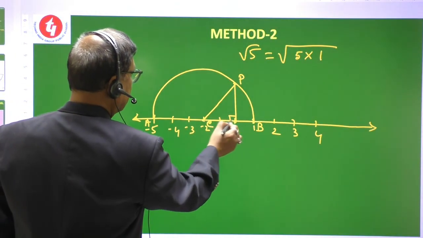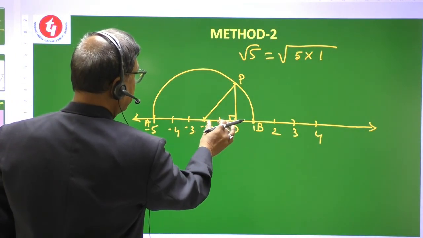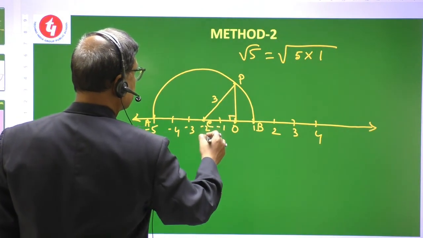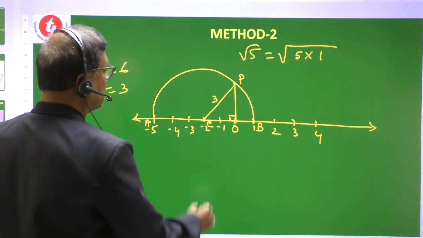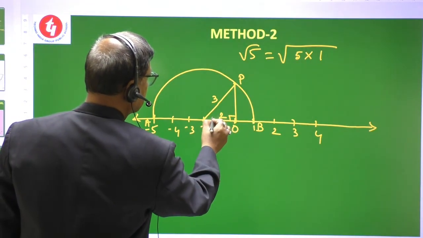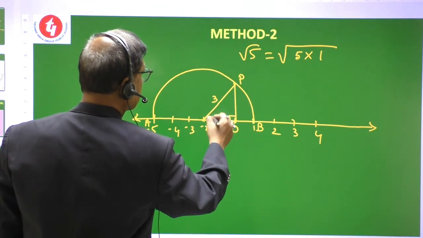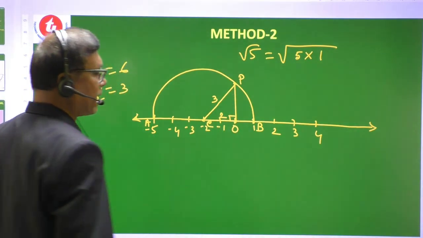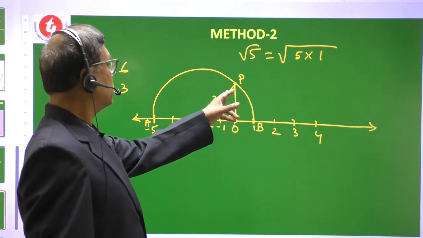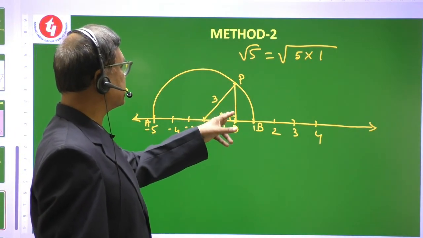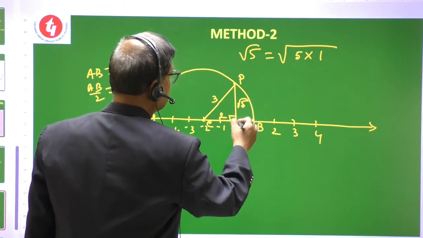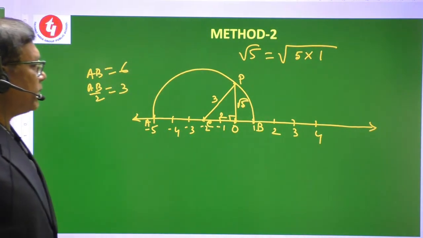So OC, that means from origin to point C, is 2 units. And this is 3 units because radius is 3. So it is 2 units and it is 3 units. So root over of 9 minus 4. If you apply the Pythagoras theorem, square root of 9 minus 4, that is square root of 5. That is the value of OP.